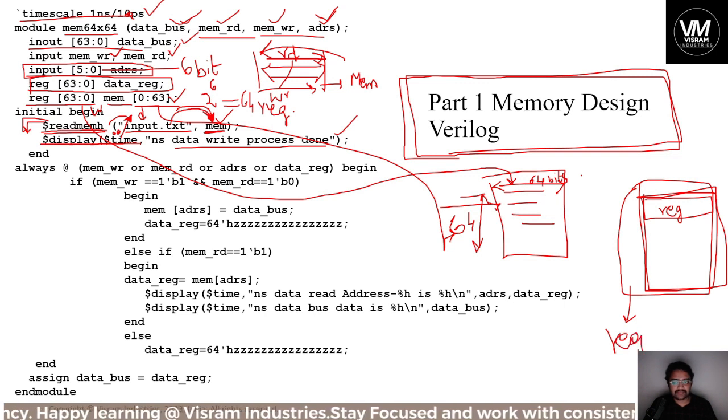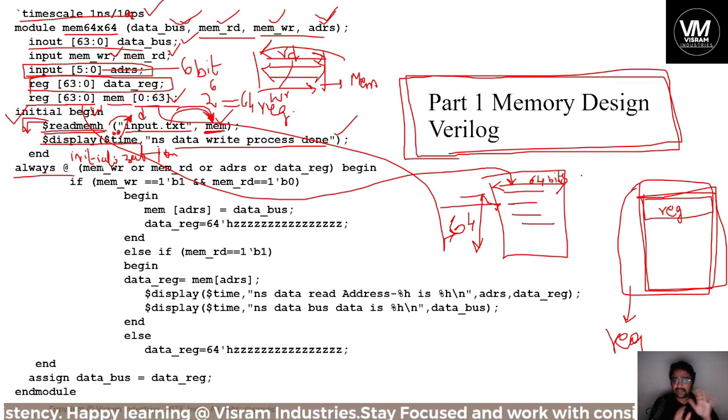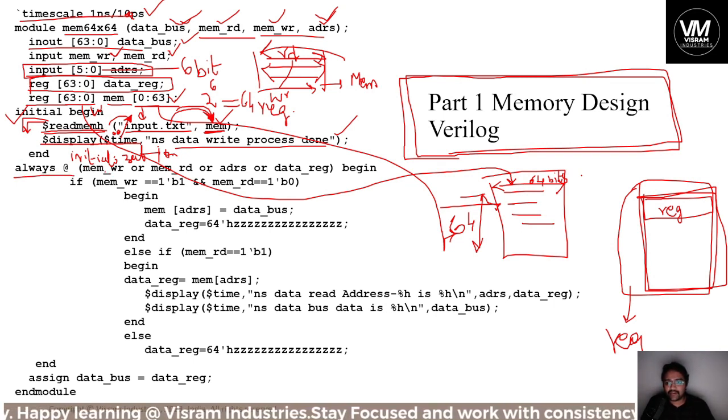In the complete implementation of the FPGA architecture, one block of memory can be considered as one register. So now initialization is done. This is initialization. Now come to the always block.